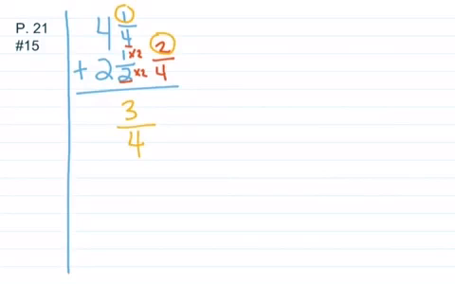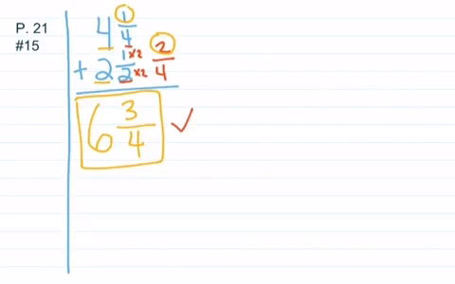Okay, but can I stop there? No, because we cannot forget to add our whole numbers. And 4 plus 2 gives us 6. So you should have gotten 6 3/4. If that's what you got on your own, put a check. Okay, if not, go ahead and write my example next to your work and circle it and try to find where you made your mistake and just take note of that.